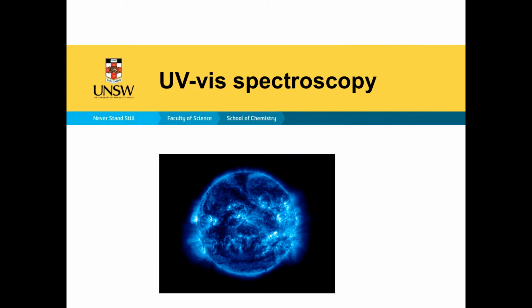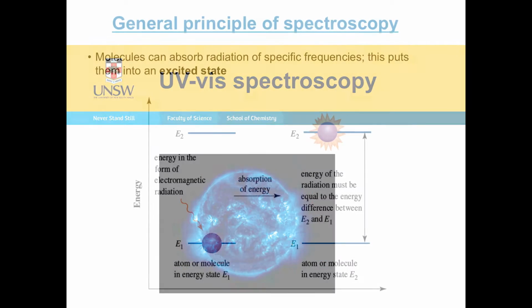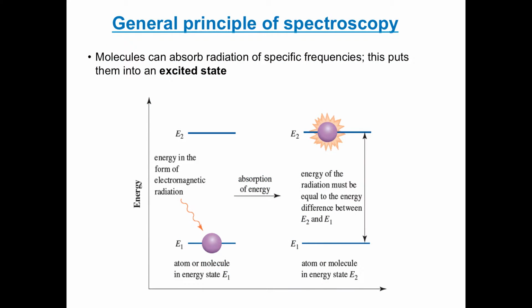This video is about a technique called UV visible spectroscopy. So what does spectroscopy mean? The general idea about spectroscopy is that molecules can absorb radiation or light. So here's our little molecule in its ground state, and here is some light shining on the molecule, and the molecule can absorb that light, and in doing so the molecule gets promoted into this excited state up here.